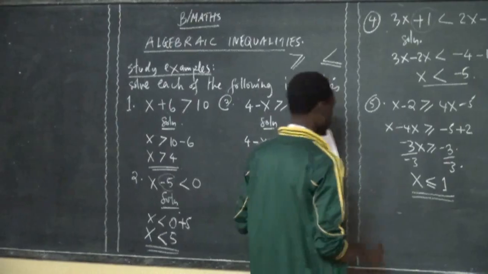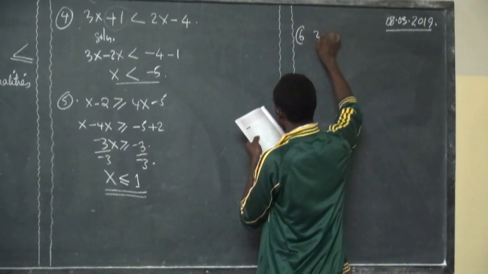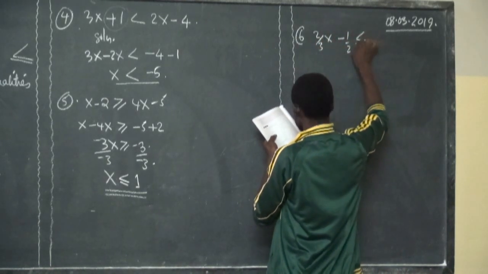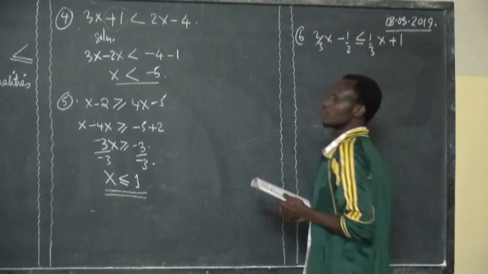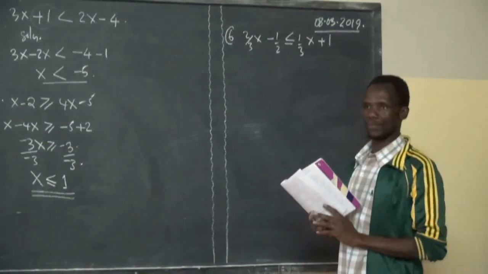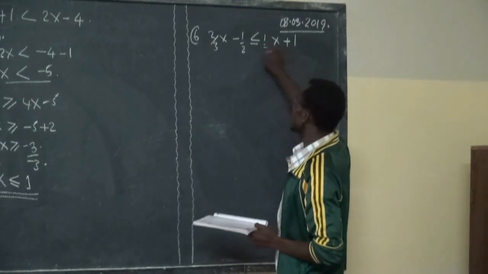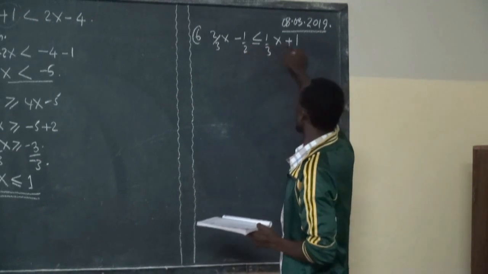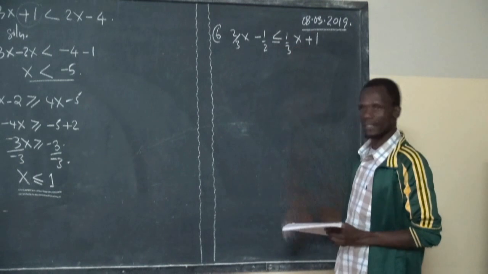Now, the next one, number 6. It is 2 over 3x minus 1 over 2 is less or equal to 1 over 3x plus 1. If this is the case, it is all about collecting the like terms. This is the number with a letter, and this is the number with a letter. Also this is the number with no letter, and this is the number with no letter. Now we are collecting the like terms.